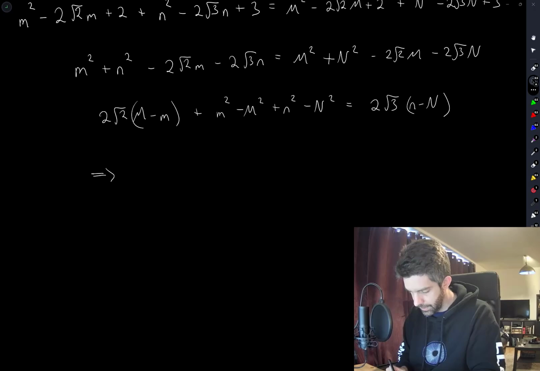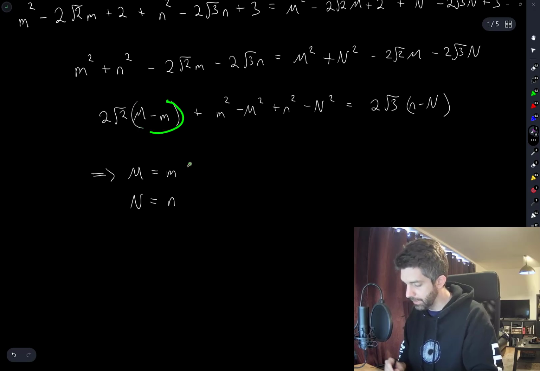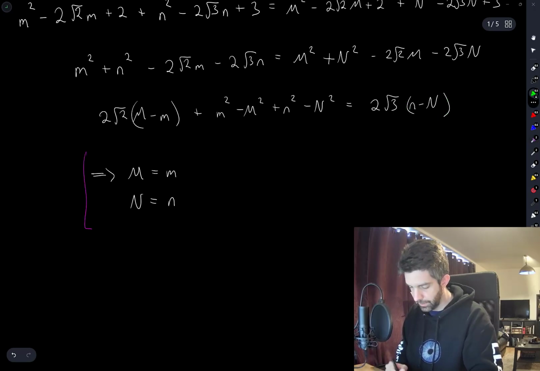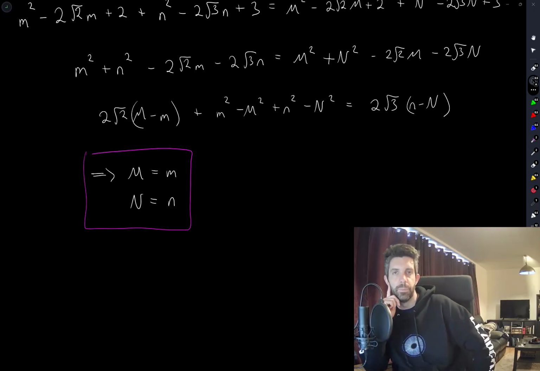And so this tells us that capital M is equal to little m and capital N is equal to little n, because this has to be equal to 0. That only happens when capital M and little m are equal. Similarly here. So that's just using the previous result that I had gone over before.